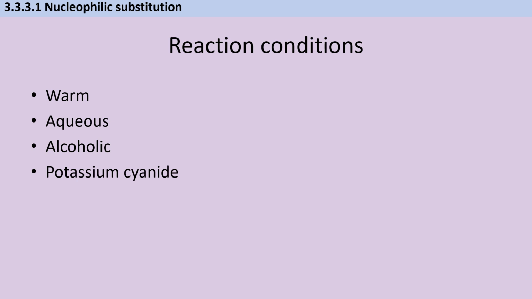In order to undergo substitution with cyanide ions, again, we want it warm, aqueous and alcoholic, but also we're going to have potassium cyanide instead of potassium hydroxide.